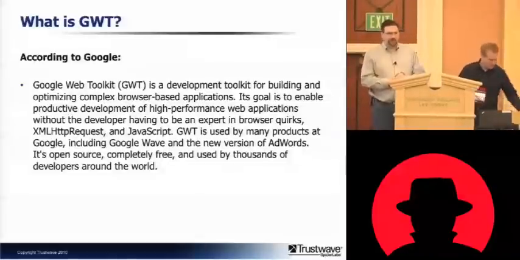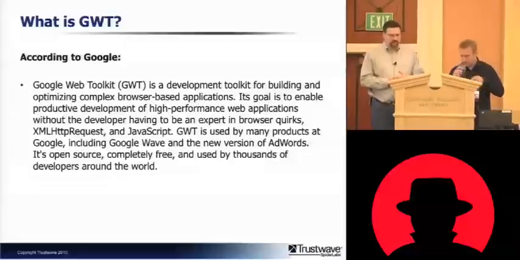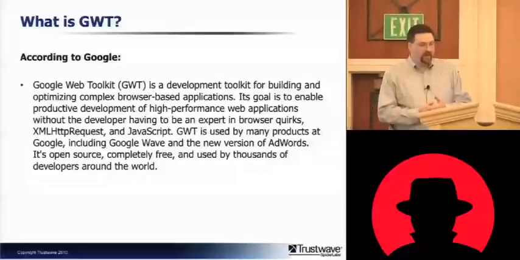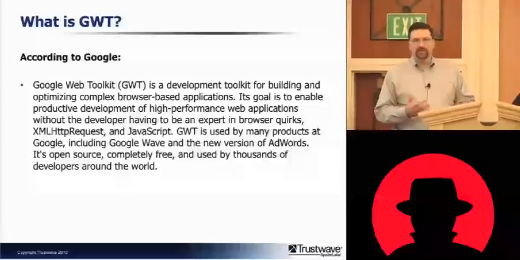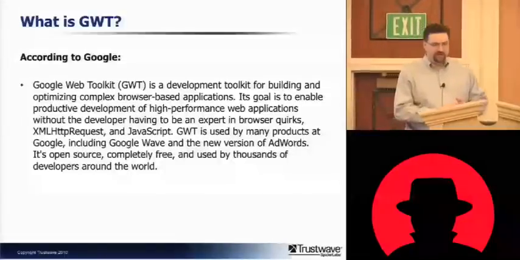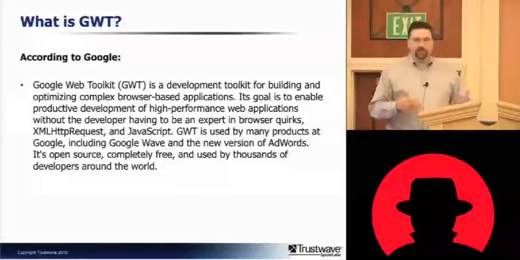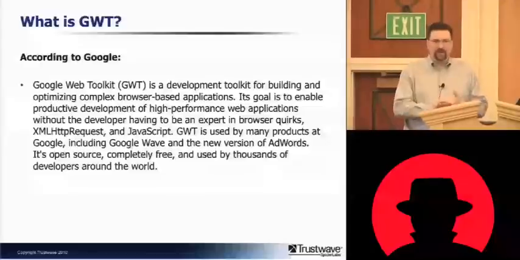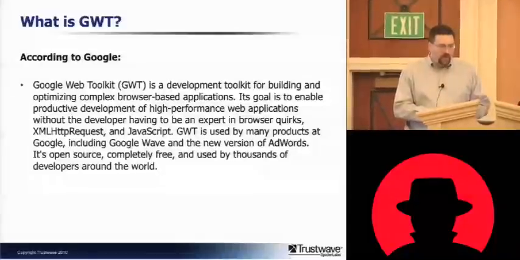Google released GWT in May of 2006. It's probably best described as a rich internet application framework. Adobe Flex and Microsoft Silverlight are examples of other products in the space. Google uses the product for their Google Wave site, also for the new AdWords interface. They also made it open source so that anyone can download it and create their own applications with it. There's a fair amount of third-party library support for it.